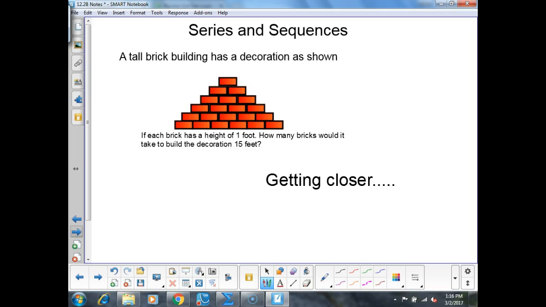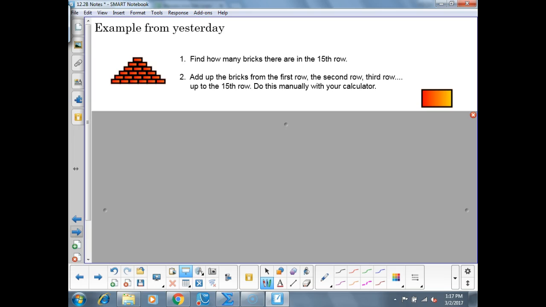On Monday we started with a brick problem. A tall brick building has a decoration as shown. If each brick has a height of 1 foot, how many bricks would it take to build the decoration 15 feet tall? We're getting closer to getting there. Let's figure some stuff out based off of that problem. First off, how many bricks would there be in that 15th row? It's 15 feet tall and each brick is 1 foot. There's 1 brick in the first row, and each row has 1 more brick in it.